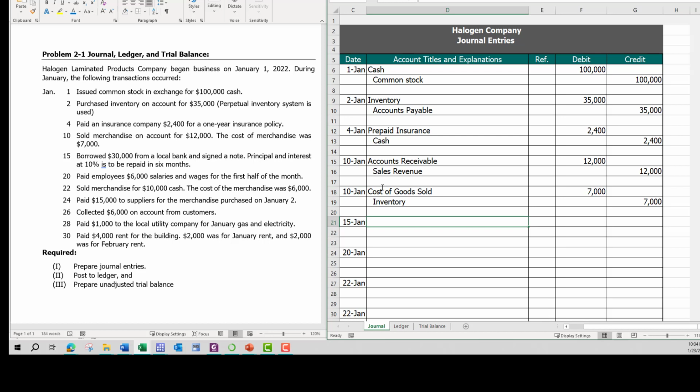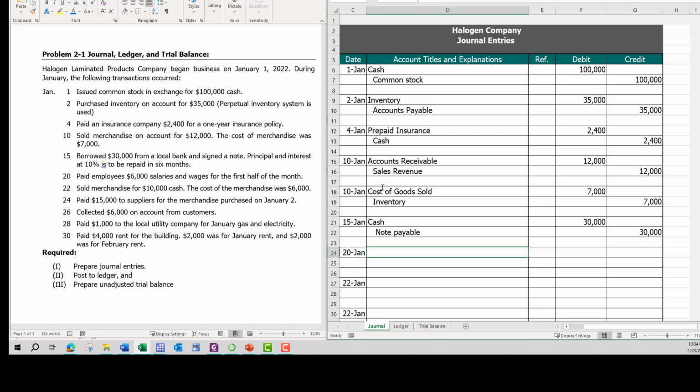And January 15, we have borrowed 30,000 from a local bank and signed a note. In 6 months, we have to pay the interest, so we don't need to care about the interest now. So what we will do: we have received cash, and the cash amount is 30,000, right? And then we will record the credit of note payable.